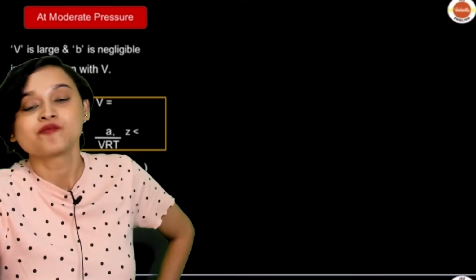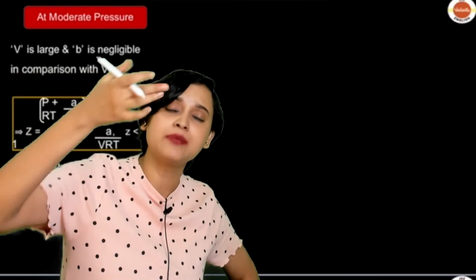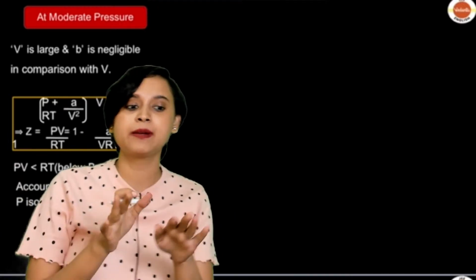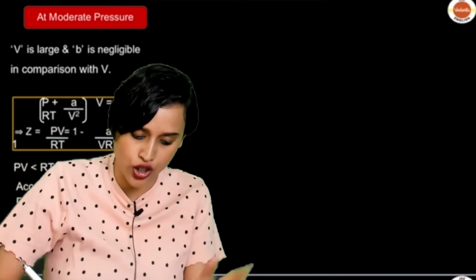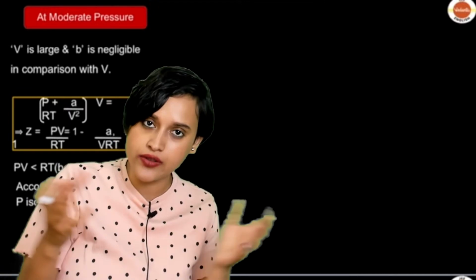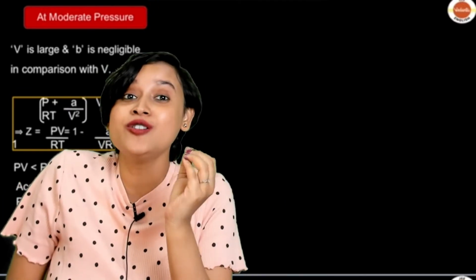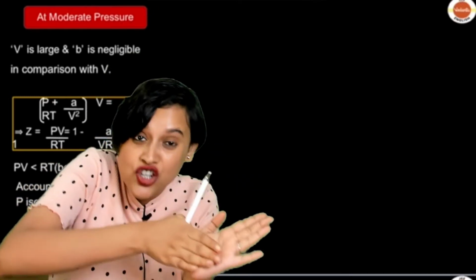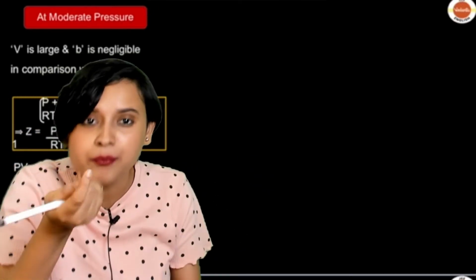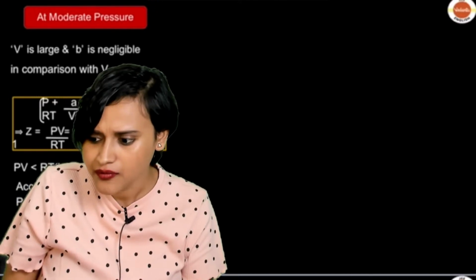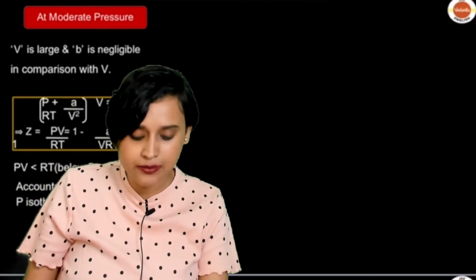Okay. Now what is happening at moderate pressure? We are saying that the pressure is not too high, the pressure is not too low also. If that is the case, then what will happen? My volume is large. But my volume is so large that the correction at the volume B becomes negligible. Yes, B becomes negligible.